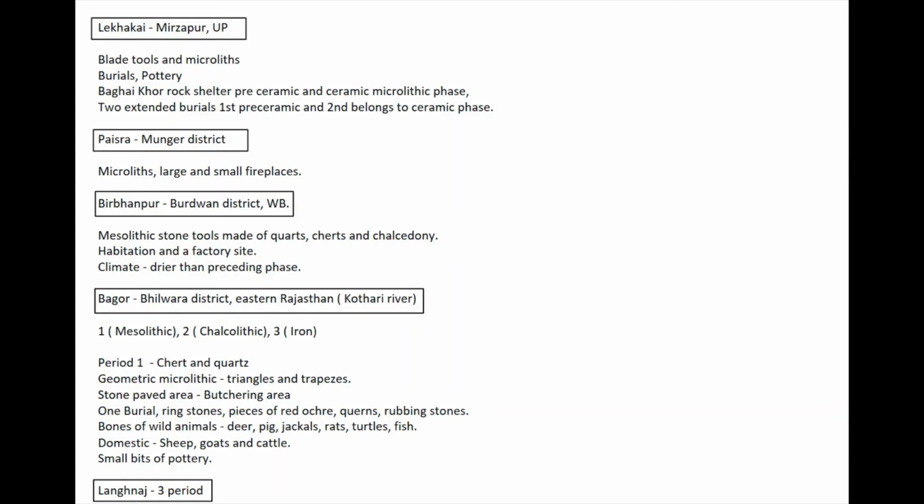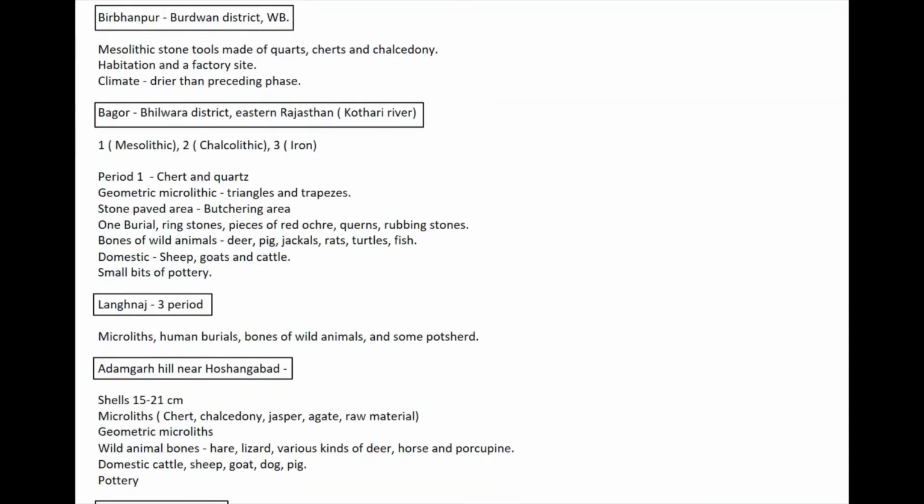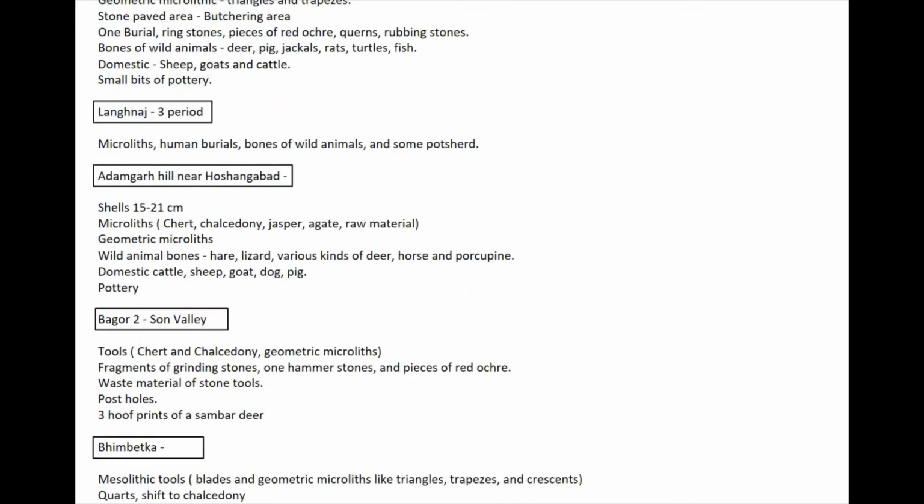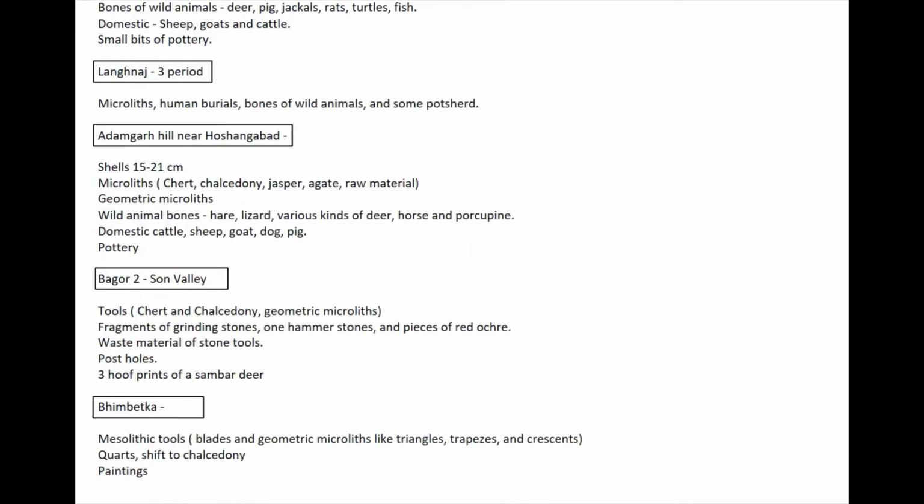Microliths have been found in the valleys of the Tapi, Narmada, Mahi, and Sabarmati. So we talked about Bagor as well. Now we'll come to Langhnaj. Sorry if I mispronounce again. One of the important sites is Langhnaj. The occupational deposit here was divided into three phases. Period one was Mesolithic and yielded microliths, human burials, bones of wild animals, and some potsherds.